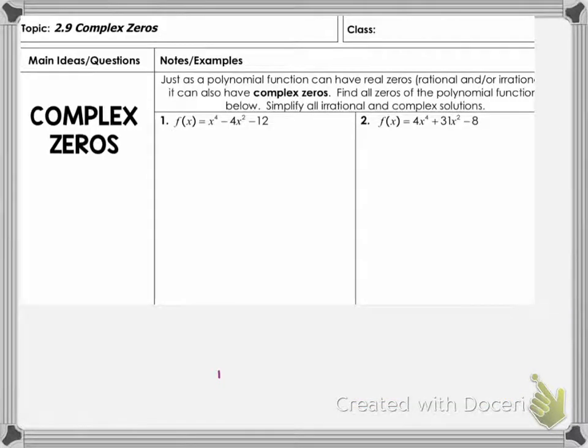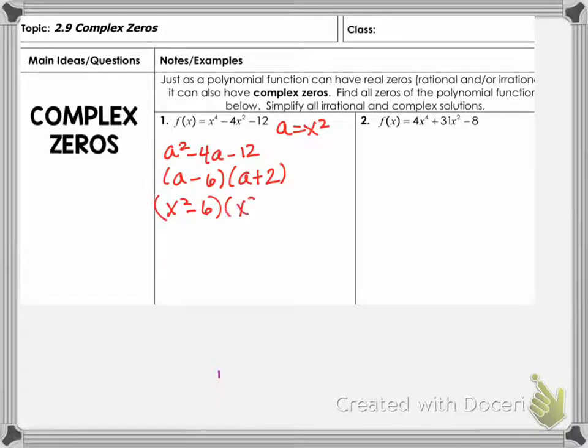All right, let's do the first one. We have x to the 4th minus 4x squared minus 12. We're going to start out using a equals x squared. This is a quadratic pattern, so we'll have a squared minus 4a minus 12. Factoring that gives us a minus 6, a plus 2. Putting x squared back in, we get x squared minus 6 and x squared plus 2.